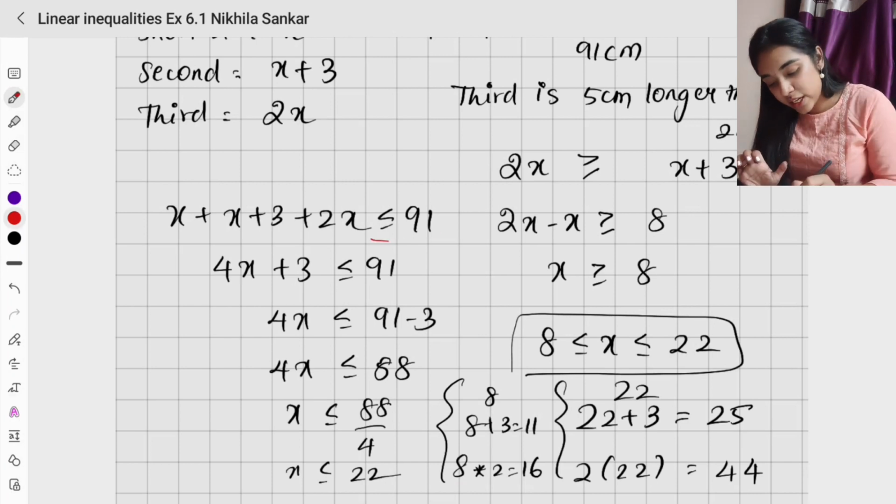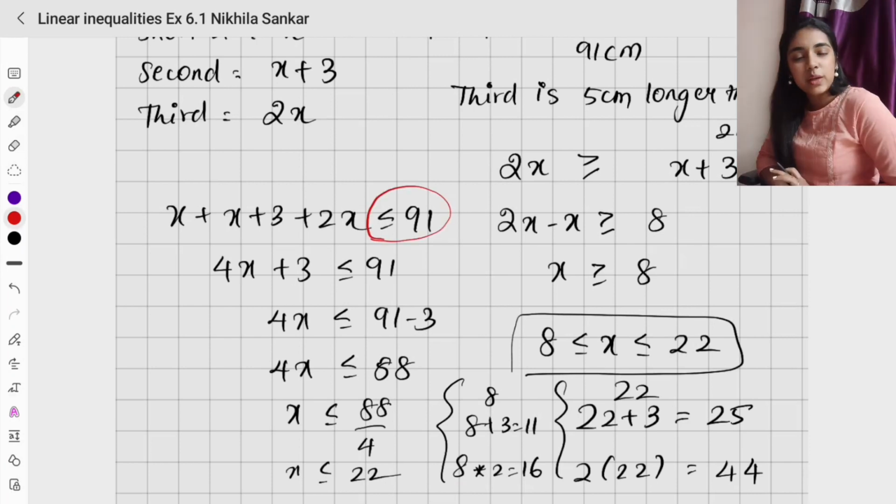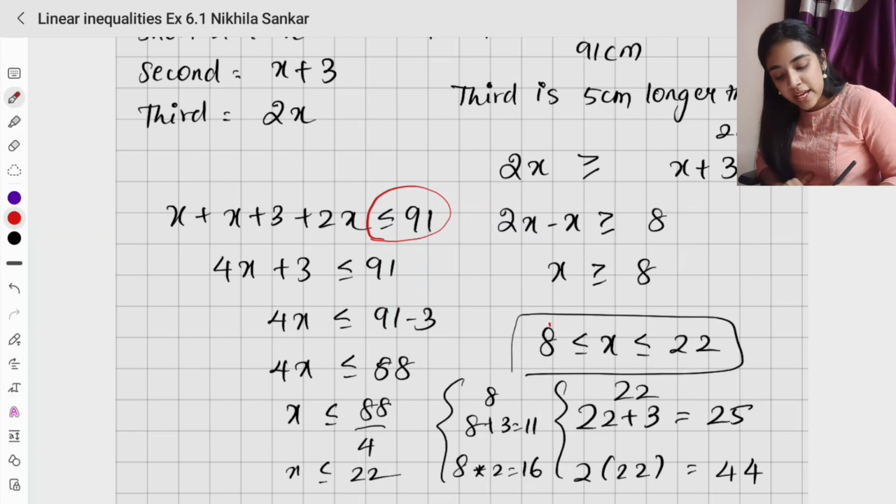அதனால தான் we are doing less than or equal to 91. அதனால தான் நம்ம அப்படி பண்றோம். Value of x is going to range from 8 to 22. Correct? So the length is also going to change. இந்த இடத்துல 8 plus 11 plus 16 is going to give me 27 plus 8, which is going to be 35.